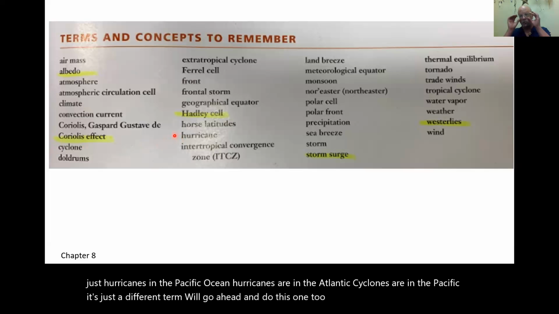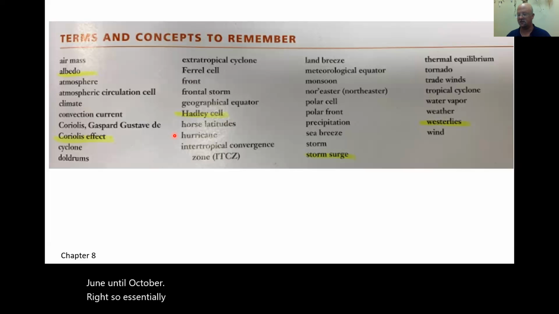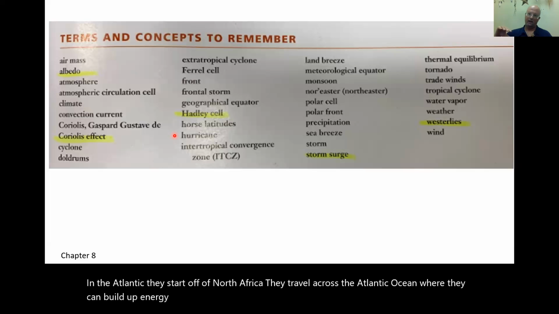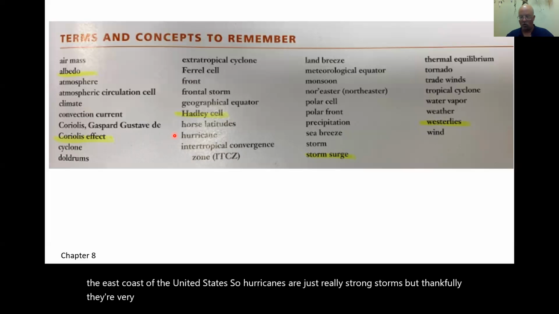So hurricanes, just a really strong storm. They tend to be very predictable. In South Carolina, they occur from about now, June, until October, right? So essentially all summer is hurricane season. In the Atlantic, they start off of North Africa. They travel across the Atlantic Ocean where they can build up energy and moisture. And then they make landfall typically in the Gulf of Mexico, the east coast of the United States. So hurricanes are just really strong storms, but thankfully they're very predictable. But they do cause large amounts of damage, and unfortunately they displace and destroy a lot of homes and businesses.